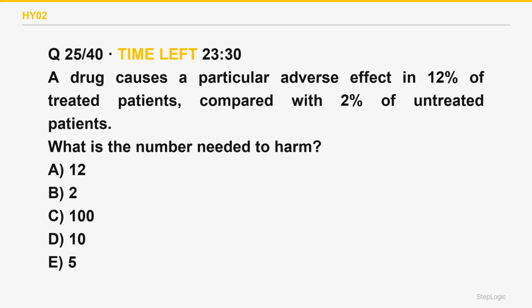What is the number needed to harm? A drug causes a particular adverse effect in 12% of treated patients compared with 2% of untreated patients. Read the command: number needed to harm. Reciprocal of the excess harm rate.